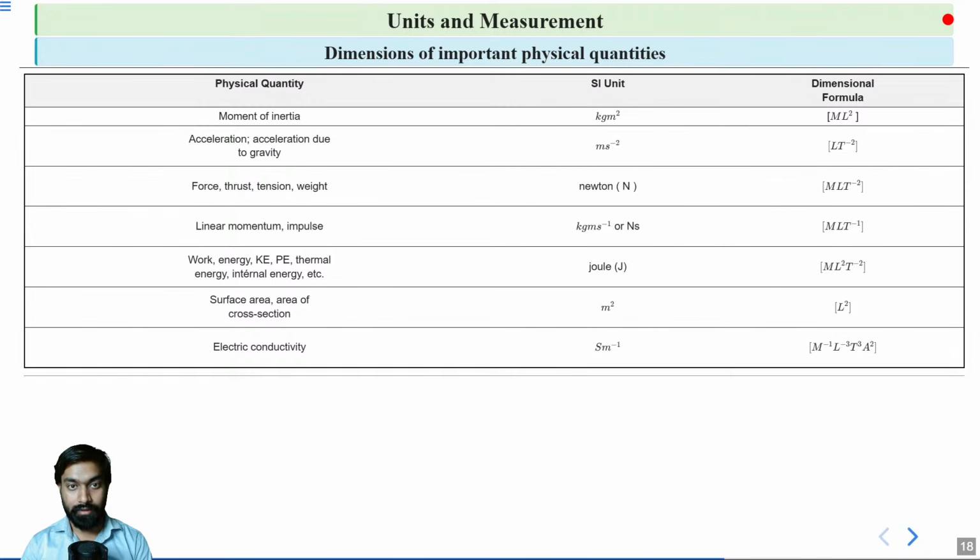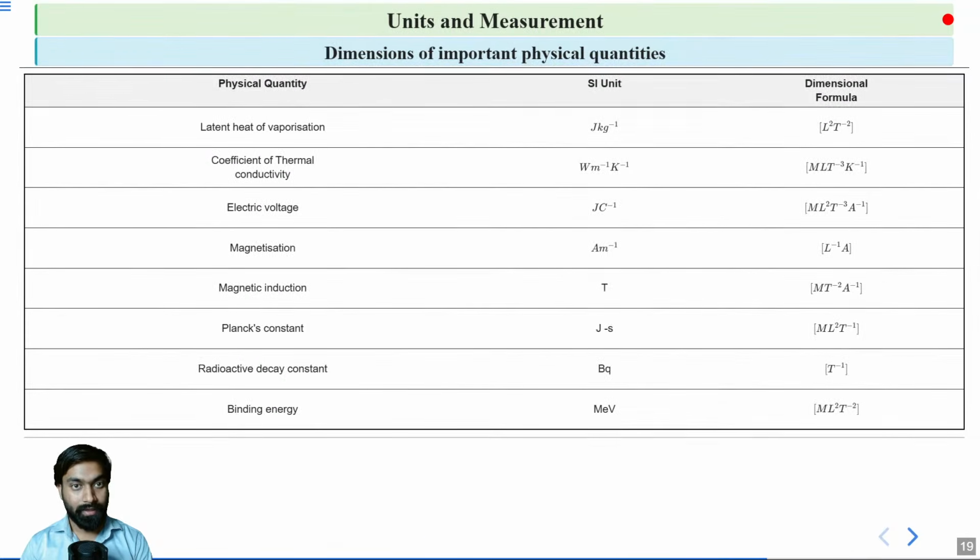Similarly, electric conductivity, latent heat of vaporization, coefficient of thermal conductivity, electric voltage, magnetization, magnetic induction, Planck's constant, radioactive decay constant and binding energy, their SI units and dimension formula. Alright. So please note down all. Now we will solve some questions based on these topics.